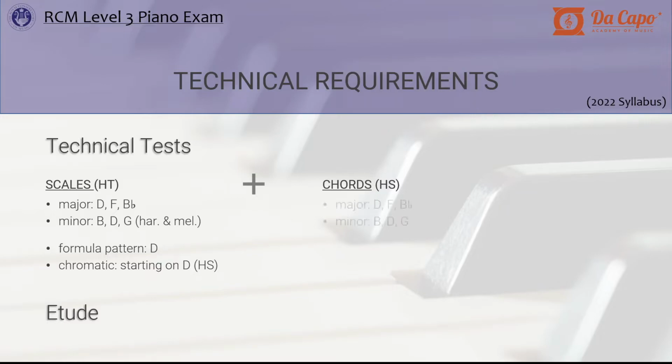For the chords, it's exactly the same as we had for scales. So we need to know our 3 major triads, D, F, and B flat, and our 3 minor triads, B, D, and G. And of course, we need to know them in broken and solid forms. As for the etude, starting in level 3, we now actually need to learn 2 etudes. Previously for level 1 and 2, we just needed to learn 1, and now it's actually 2. All right, let's move on.